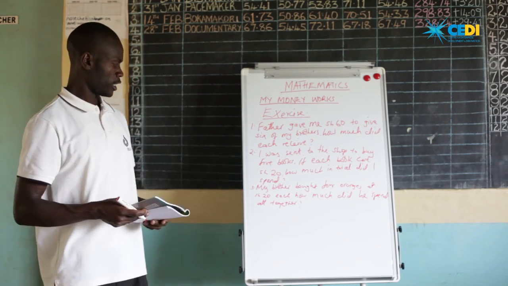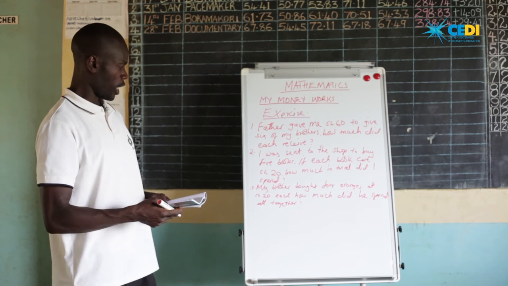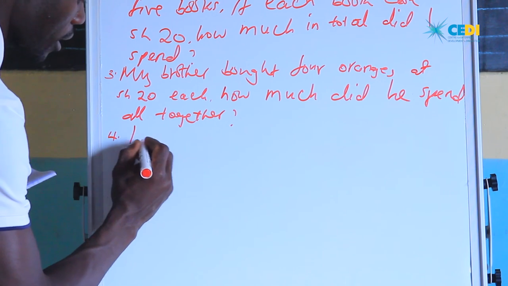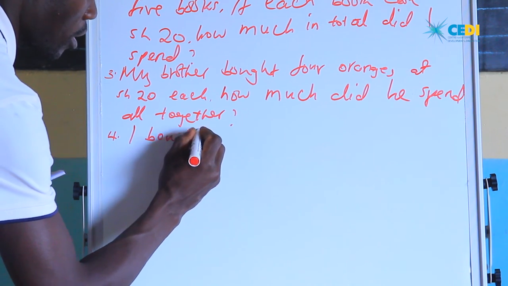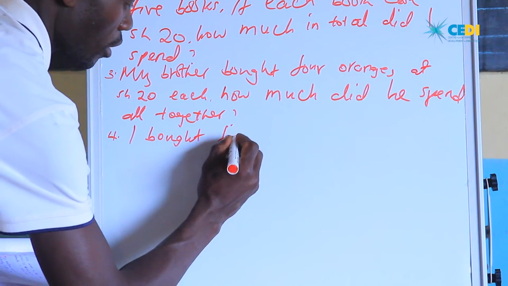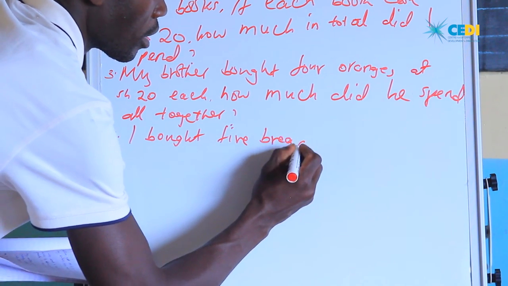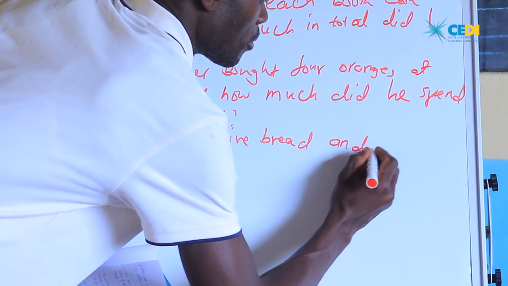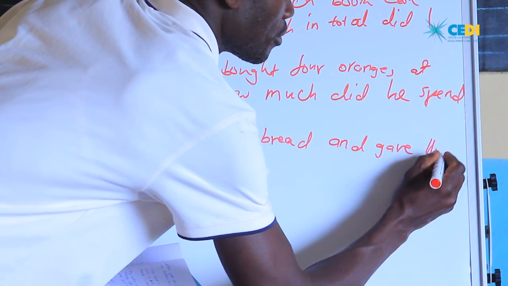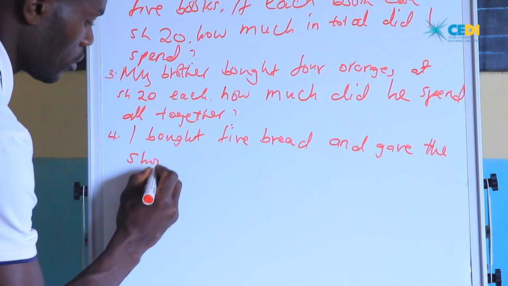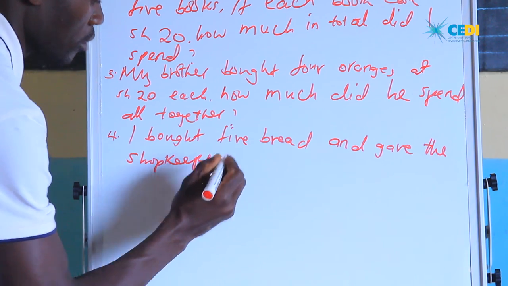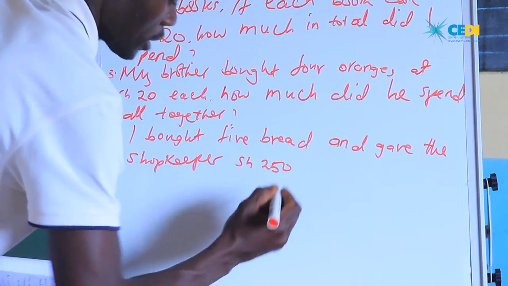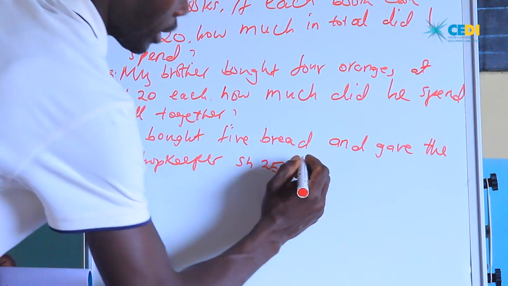Now, those are 3 questions, and I'll rather add one. I bought 5 bread and gave the shopkeeper 250 shillings. How much was each bread?